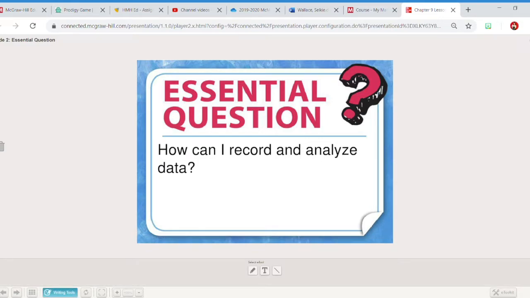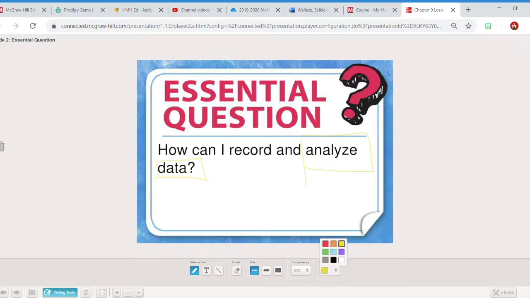Now, there's a few words in here I wanted to really look at, especially data. We talked about data last time, and data, if you remember, means information. So how can I record? That means like write down or understand. So write down and analyze, which means understand and find different meanings in data or information.